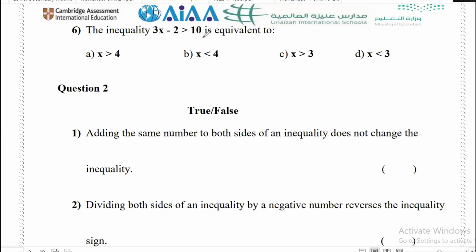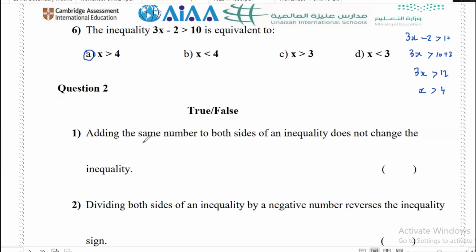3x minus 2 greater than 10 is equivalent to what? We can simplify a little bit. We have 3x minus 2 greater than 10. Either you can add 2 to both sides or take 2 to the other side. That gives me 3x greater than 10 plus 2, so 3x greater than 12. Divide by 3 on both sides. You will get x greater than 12 divided by 3, which is 4. So x greater than 4 is your correct option. It is the first one.